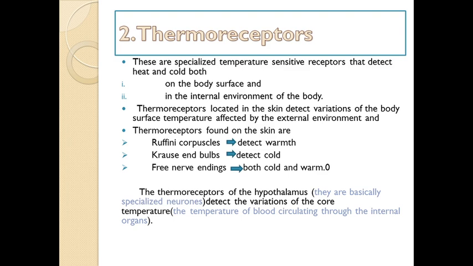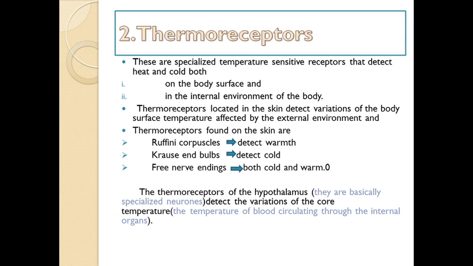So the thermoreceptors that are found on the skin, or the thermoreceptors that can detect fluctuations of the body surface, are Ruffini corpuscles, Krause end bulbs, and free nerve endings. Ruffini corpuscles can detect warmth or high temperatures. Krause end bulbs can detect cold or low temperatures, whereas free nerve endings can detect both cold and warm.